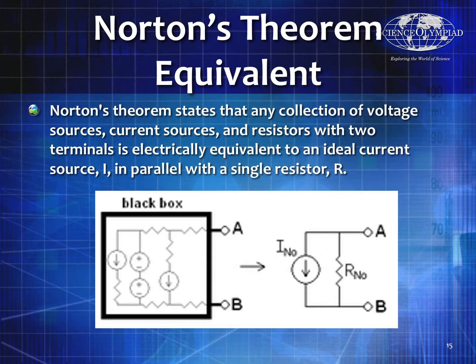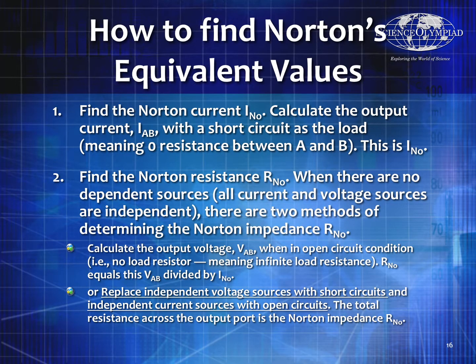Now Norton had a theorem that says that any collection of voltage sources, current sources, and resistors with two terminals is electrically equivalent to an ideal current source in parallel with a single resistor. So you have an I Norton and an R Norton. Okay, so it's sort of the inverse. So to find that, calculate the output current when a short circuit is put across A and B, and that will be your Norton current. And you find the Norton resistance the same way, okay?